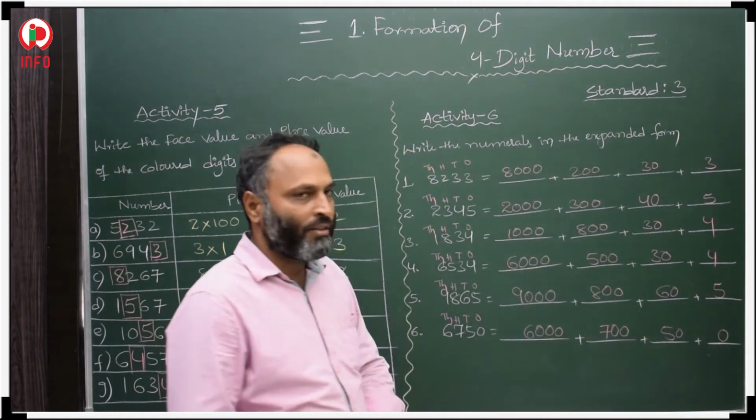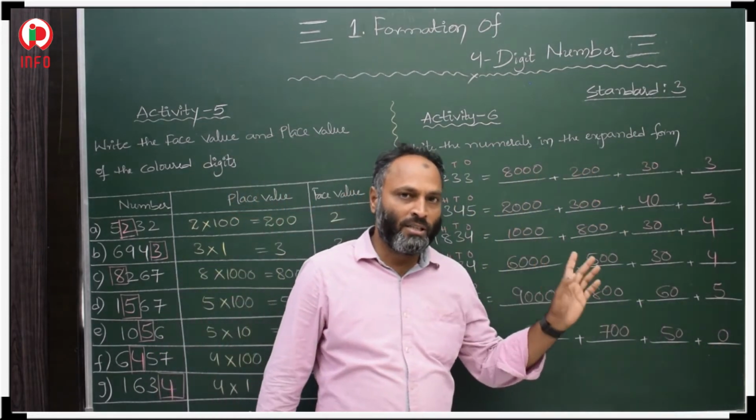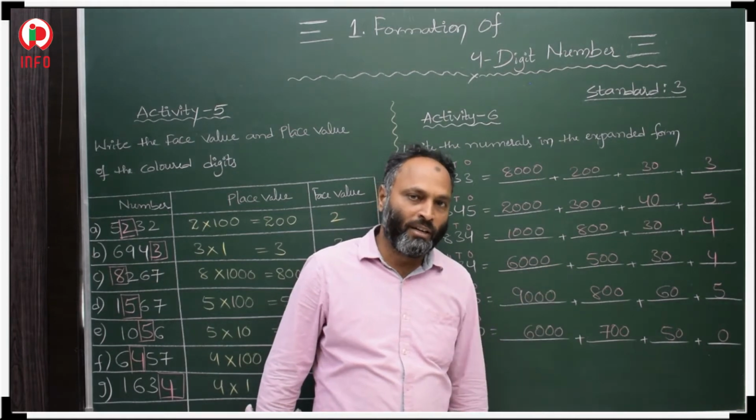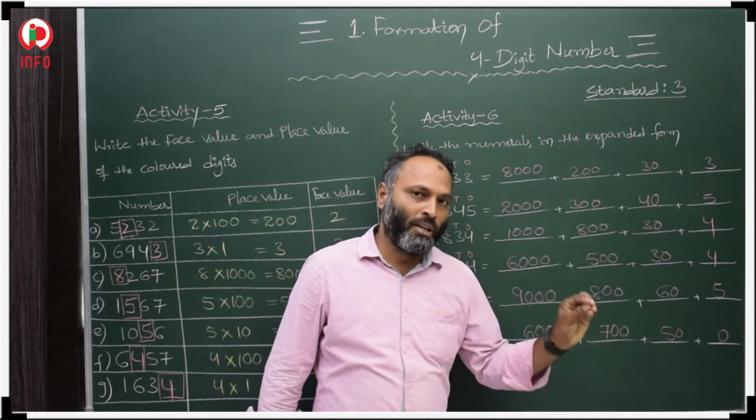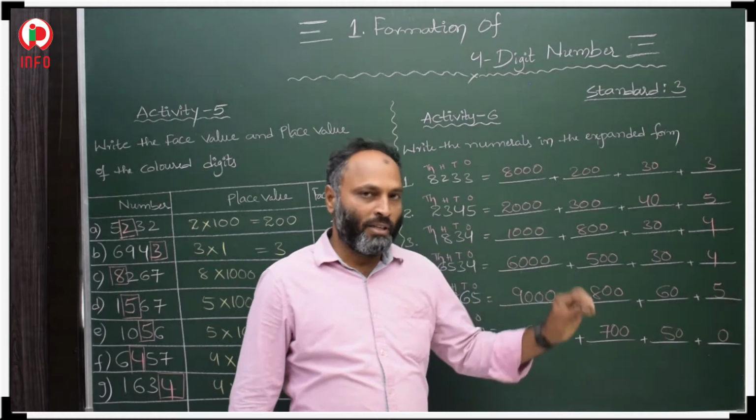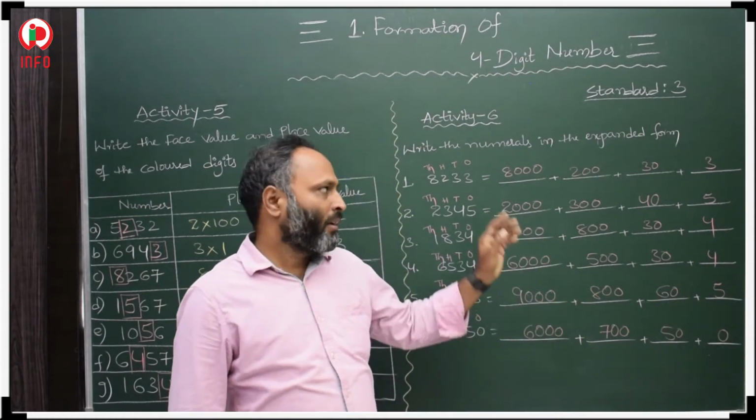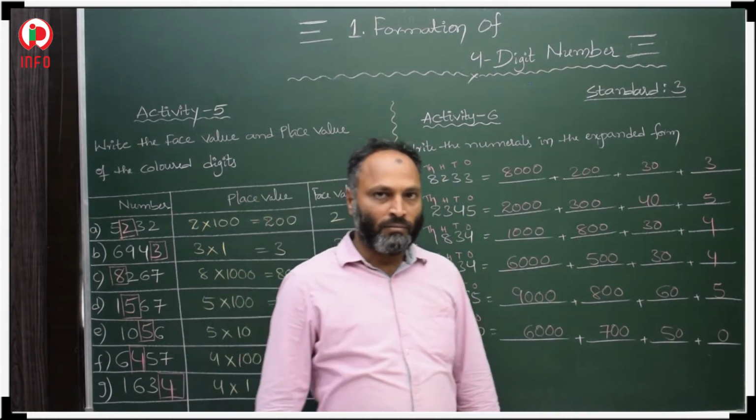So this is our expanded form. In expanded form, if the number is in the thousands place, that many thousands we have to write. If it is in the hundreds place, that many hundreds we write. And if it is in the tens place, that many tens we write. And for the ones place, we take it as it is.